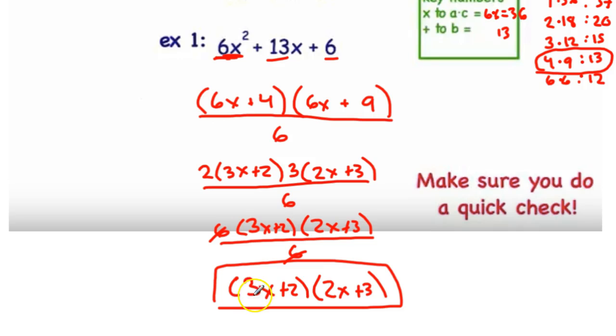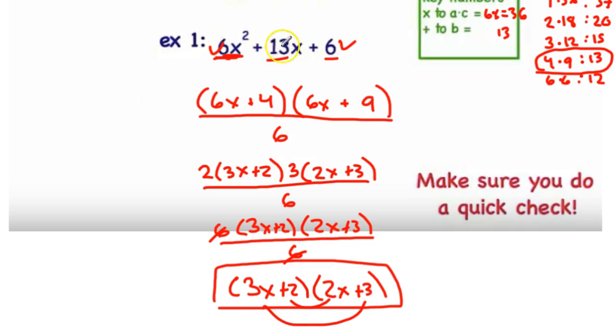So I always do the first one, 3x times 2x. Well, 3 times 2 is 6, x times x is x squared, so that's good. I always do the last one, 2 times 3, well, that's 6. Boom, done.